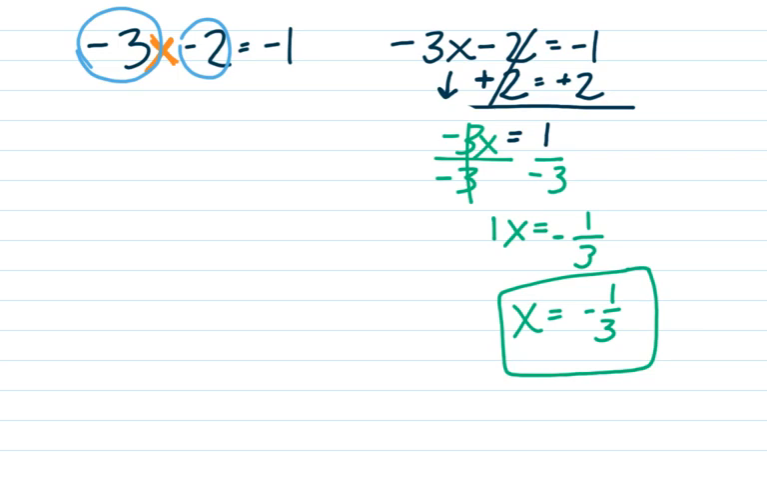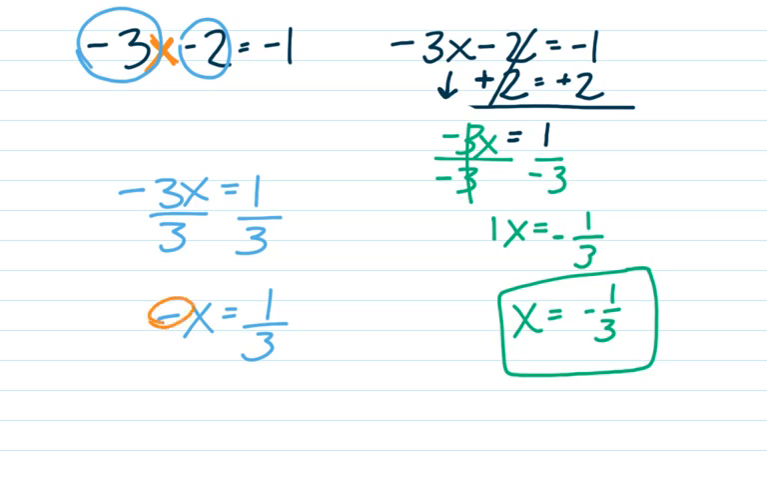Okay, I want to pause right here and go back to this step. And I want to show you why you have to divide by a negative 3. If you just come in here and divide by 3, you end up with a negative x. We don't want a negative x. We just want x. So with multiplying and dividing, you have to get rid of that sign.